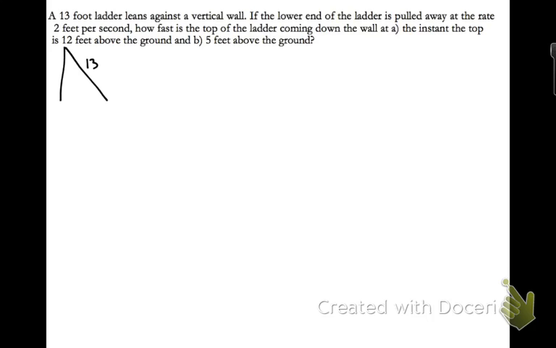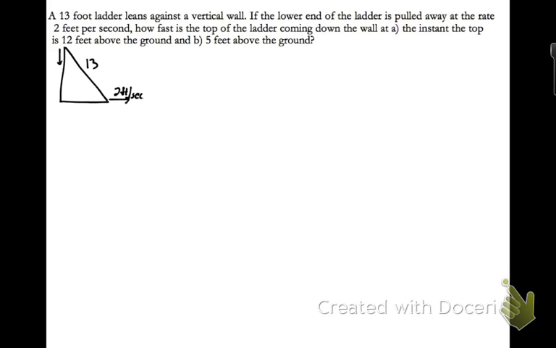And the lower end of the ladder is pulled away at the rate of 2 feet per second. So that means that this part of the ladder is being pulled away at 2 feet per second. What we want to know is how fast is the top of the ladder coming down at the instant the top is 12 feet above the ground and 5 feet above the ground.